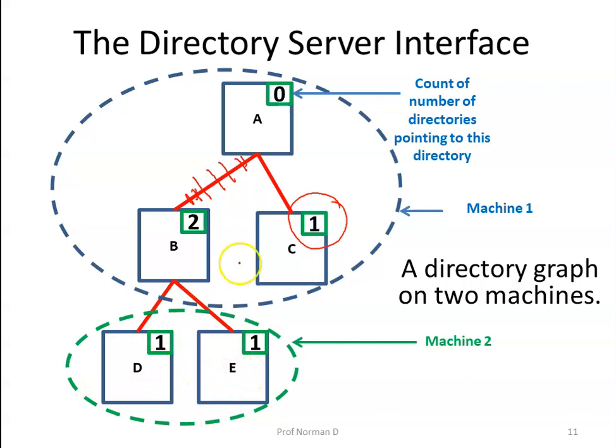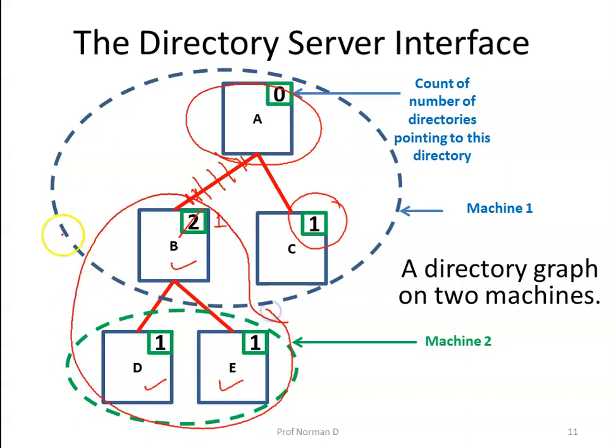So after the link from A to B is removed, B's reference count is reduced from 2 to 1. However, B is now unreachable from the root of the file system, that is from A. The three directories, that is B, D and E, and all their files are effectively orphans. So this becomes an orphan.